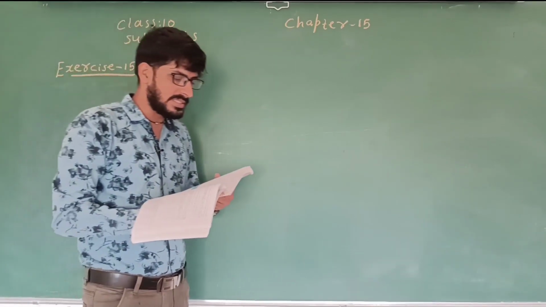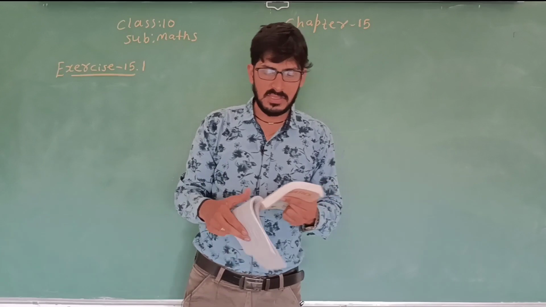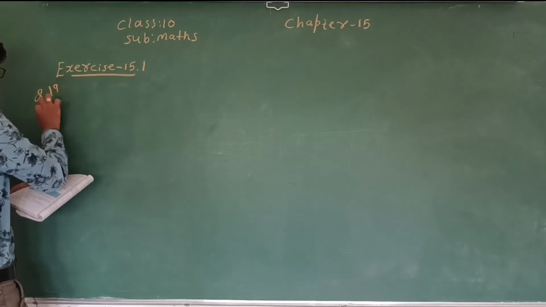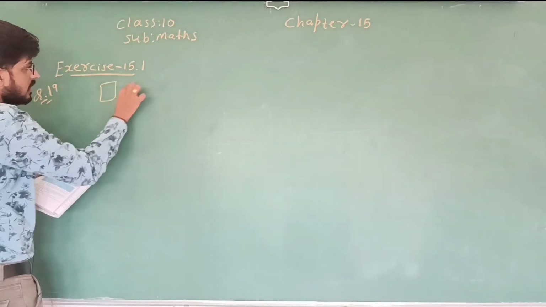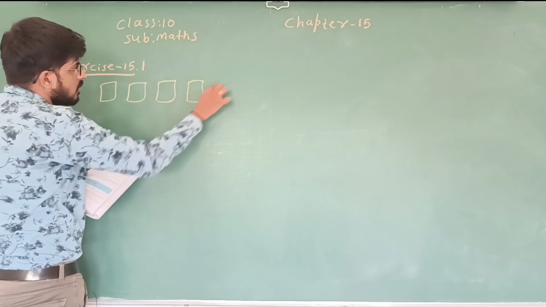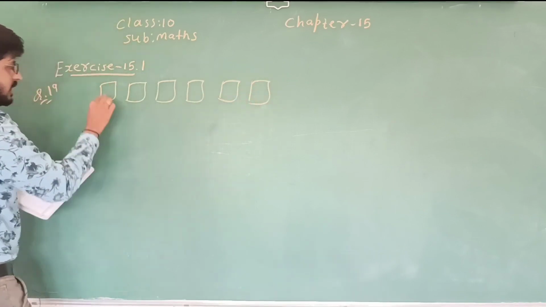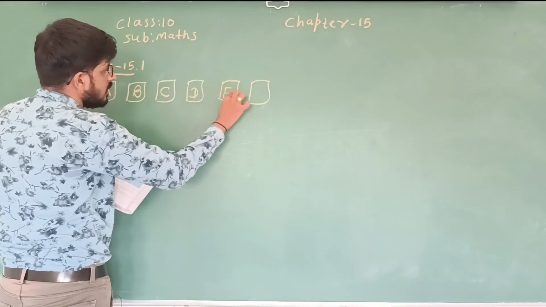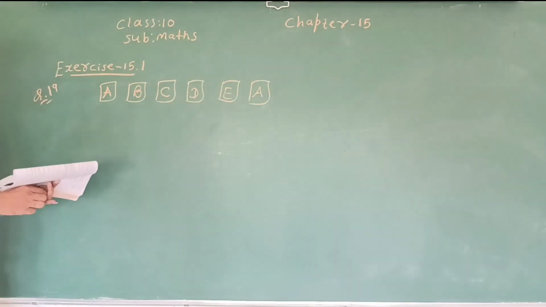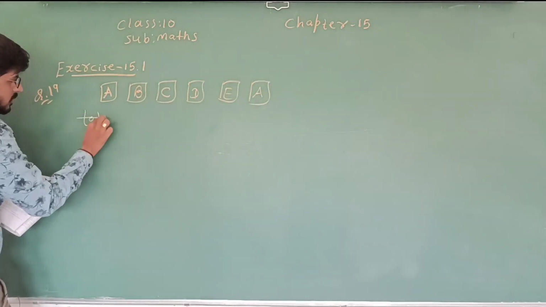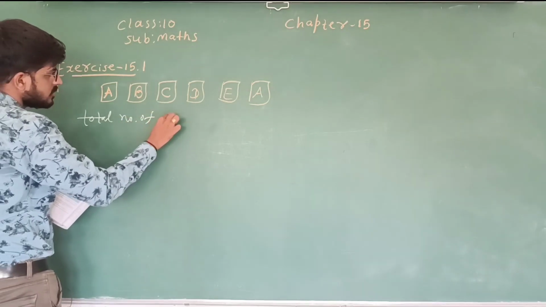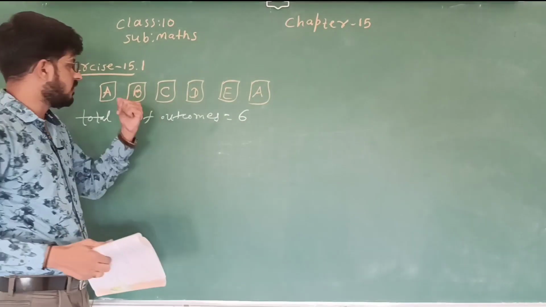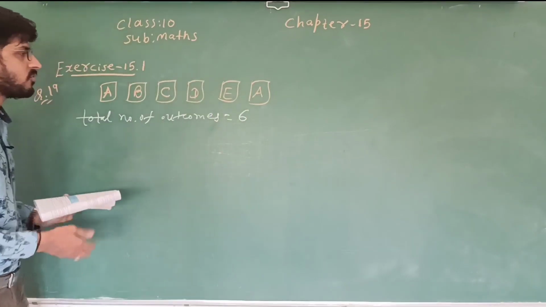Question number 19 is: a child has a die whose 6 faces show the letters as given below. The letters given are A, B, C, D, E and A. So the total number of outcomes will be 6 because the die has 6 faces: 1, 2, 3, 4, 5, 6. So total number of outcomes is 6.